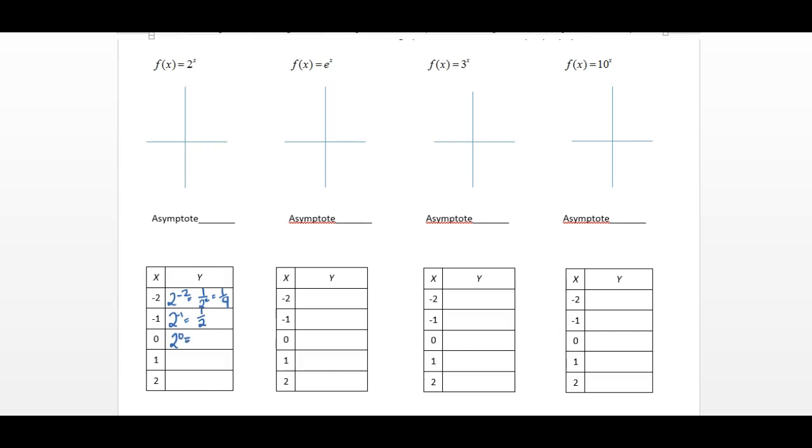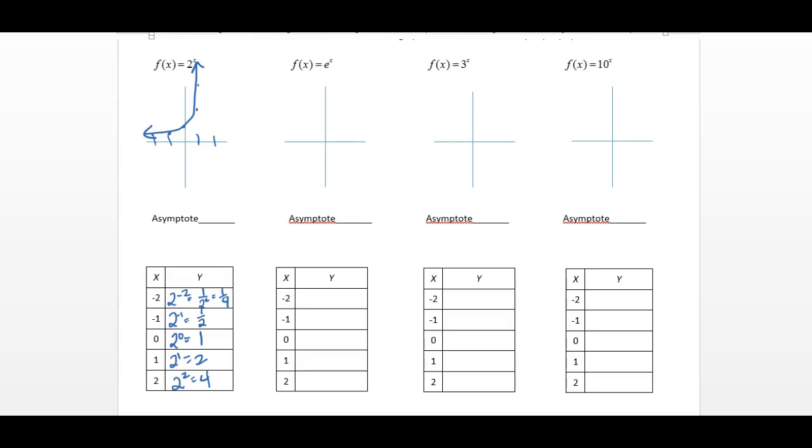2 to the 0 power, anything to the 0 power is 1. 2 to the first gives me 2. 2 squared gives me 4. Then if I plot these points, at negative 2, I'm very, very close to the x-axis. At negative 1, I'm a little higher. Here I'm at 1, then I'm at 2, and then I'm at 4. So you can see what shape our exponential function is going to take.